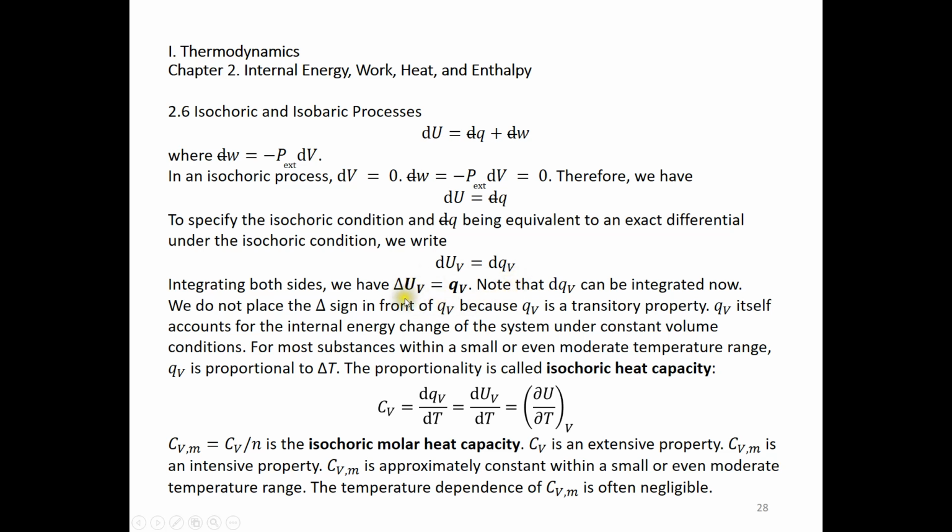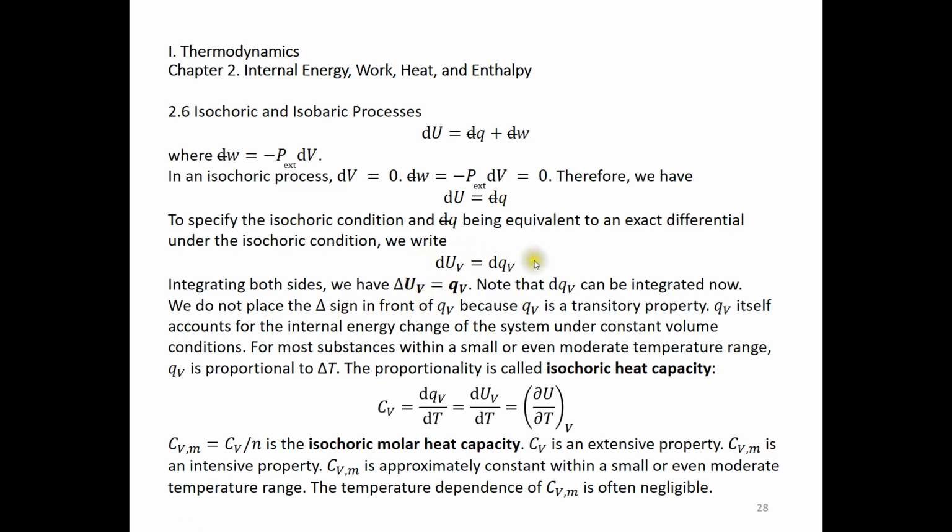In this equation, we say delta U sub V is equal to Q sub V. Note that we put delta in front of U, but not in front of Q. This is because, again, U is a state function. Delta U is the change of U. This is the final U minus initial U. But we do not need to add delta in front of Q, because Q is associated with the entire process.